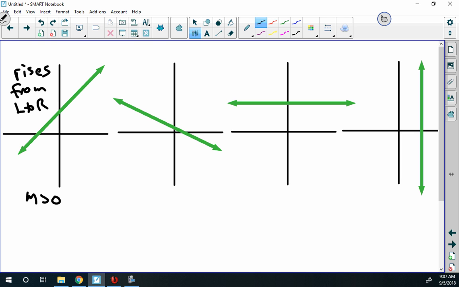And when you say greater than 0, you're just saying it's positive. What about when the line falls from left to right? What do you say about the slope? Less than 0. And again, that's the same thing as saying that the slope is negative.